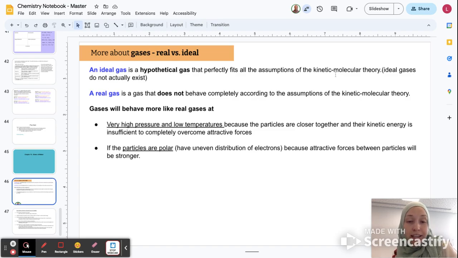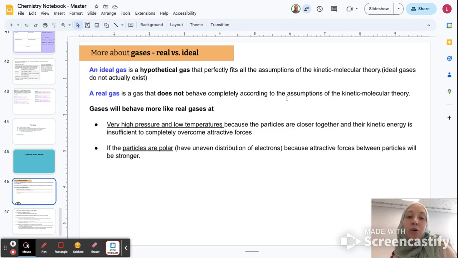Ideal gases don't actually exist. But they're really useful for making calculations and predictions, just like theoretical yield, right? When we do a reaction and we calculate the theoretical yield, this is just the best case scenario. But our actual yield is usually much lower than that. It's the same thing. Ideal gas is great for making calculations, but it is not a real gas.